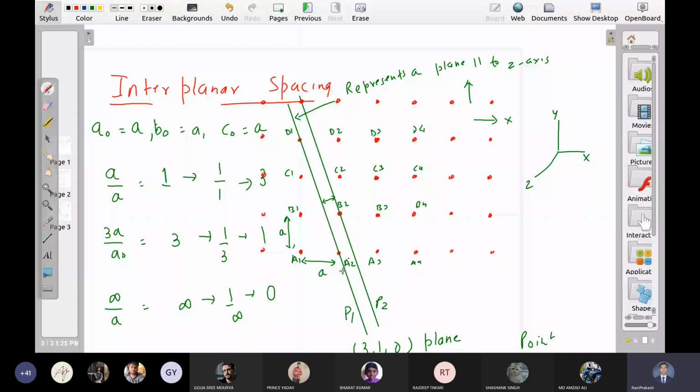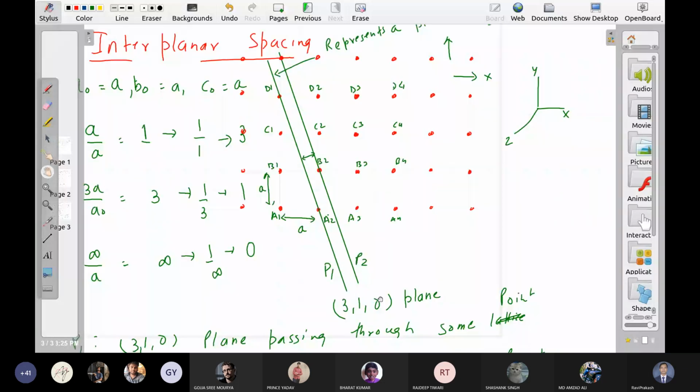Can you find the distance between P1 and P2? All you know is that P1 is a 310 plane. और सिर्फ आपको इतना पता है कि P1 310 plane है. So I want to know how much is this horizontal gap. ये horizontal gap कितना है? Between A2 and the next. Although यहाँ पे कोई lattice point तो नहीं है. How much is this gap?